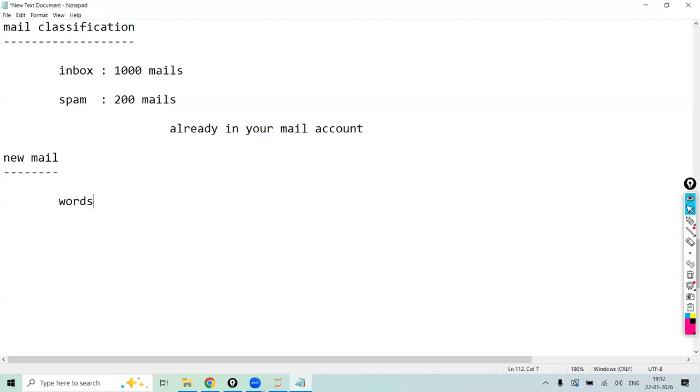The mail consists of words. Okay, sir, along with the words, for example, an image is also there, sir. That is an attachment. PDFs or images or something you are sending, everything comes under attachments. I'm not focusing on the attachment, but on the mail content.